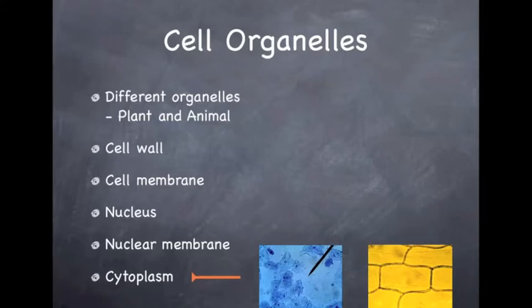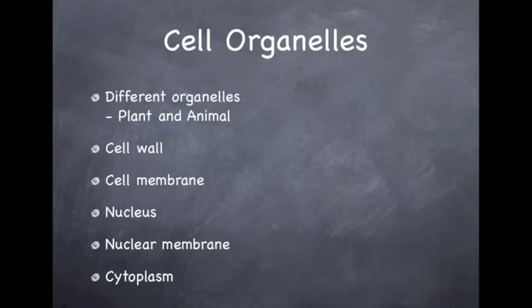The cytoplasm is like this semi-fluid material that surrounds all the cells. It's where the cells kind of float in. And this is also where all the reactions in the cell occur. It provides a transportation system for the cell organelles. It is in plant and animal cells.